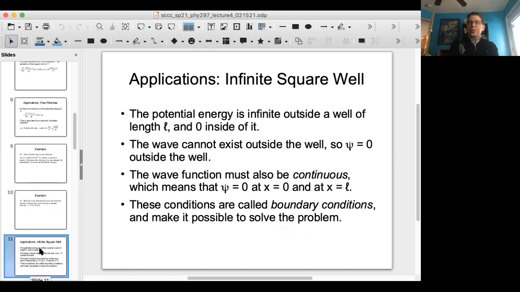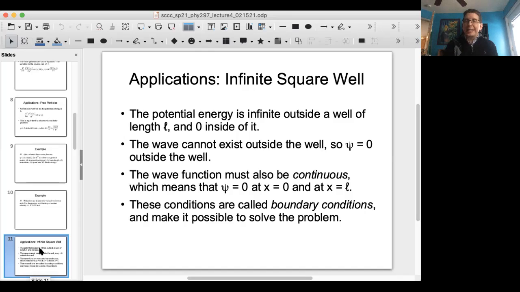Now we're going to look at an infinite square well where the potential energy is infinity if x is less than 0 or greater than the width of the well, L. And then it's 0 inside of it. So the wave cannot exist outside the well. So the wave function has to equal 0 outside the well. The wave function must also be continuous.